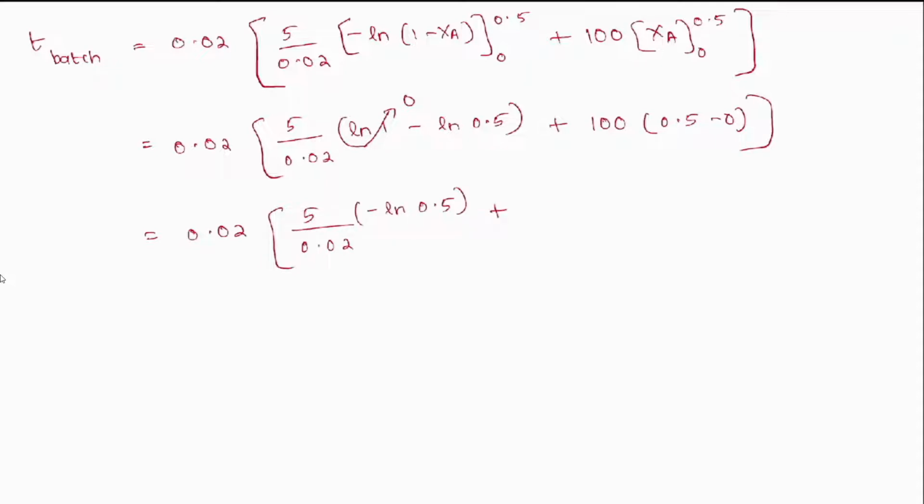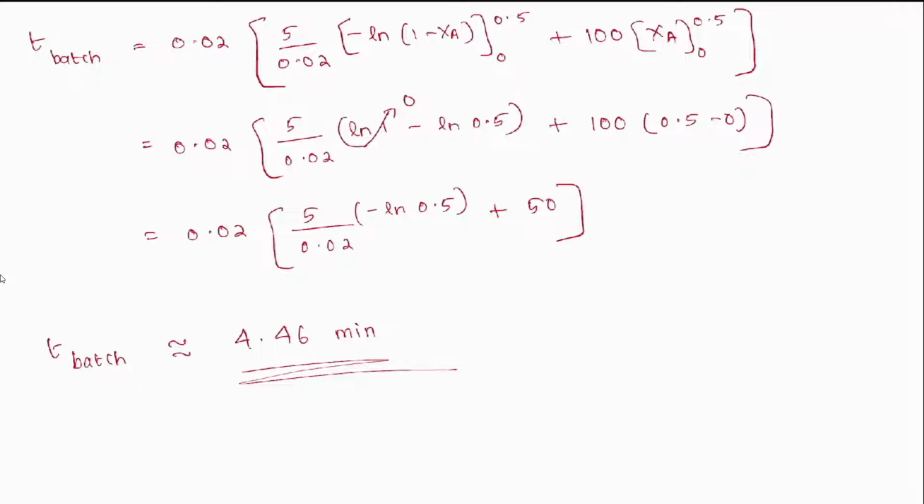So it will be 0.02 into 5 by 0.02 into minus ln 0.5 plus 50. And just doing the mathematical operation here, we'll get t_batch is approximately equal to 4.46 minutes. So that means 4.46 minutes is the time required for the batch reactor to convert 50% of A into the products B and C with the reaction kinetics or the reaction rate equation as given in the question.